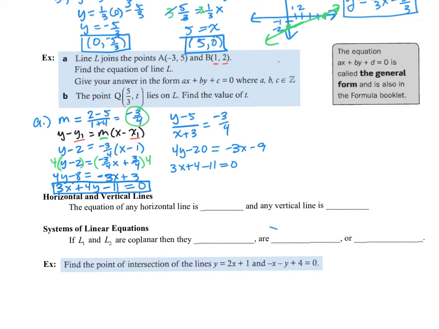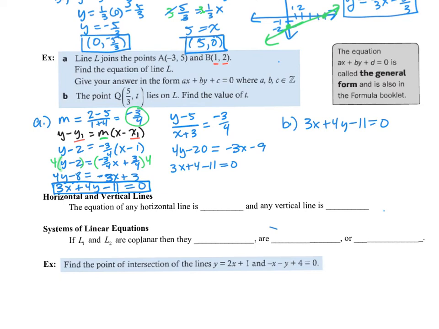Okay, so letter B then says the point Q with coordinates 5/3, t lies on line L. Let's find the value of t. So let's start with our equation, which is 3x plus 4y minus 11 equals 0. Now, let's go ahead and put 5/3 in for x, and then let's see what the y value is. Notice that we have the variable t here, but that's the same as y.